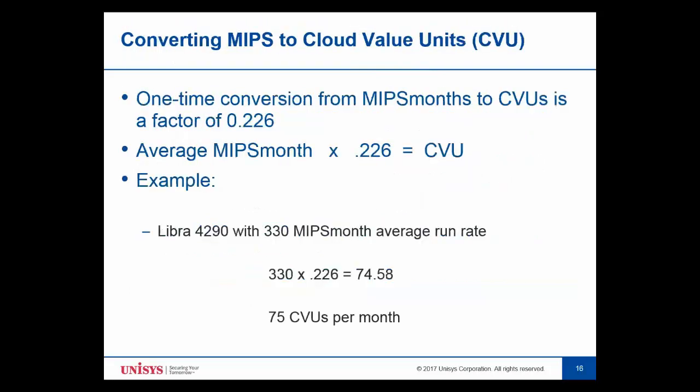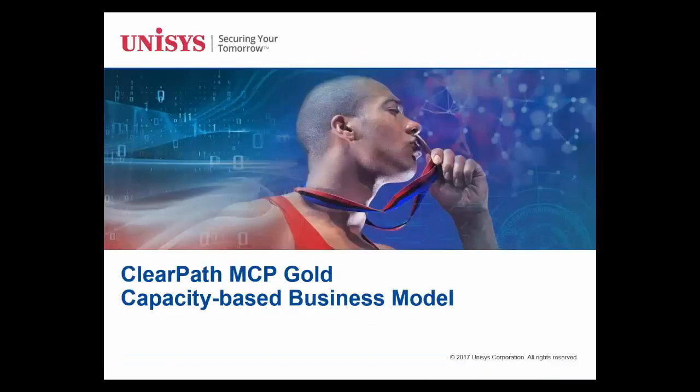So if you are running, for example, on a Libra 4290, and your average monthly run rate, MIPS monthly run rate is 330, you would multiply that 330 by the 0.226, which would give you approximately 75 CVUs per month. Okay, and this is for both consumption-based or capacity-based.